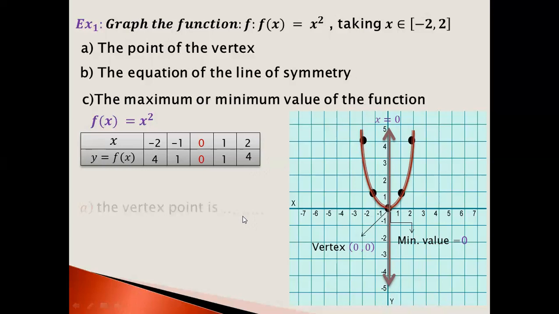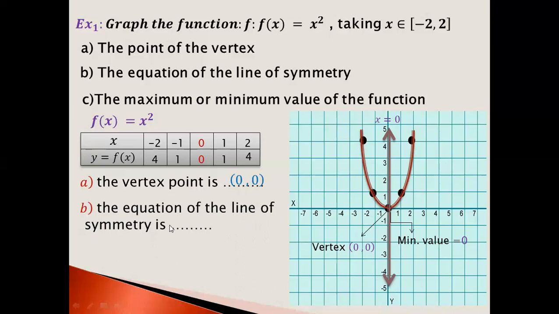Now we need to find the vertex point of the curve. We can notice here, this is the vertex of the curve, and its coordinates are (0, 0). And it is also called the origin point. So the origin point is also the vertex point of the curve.